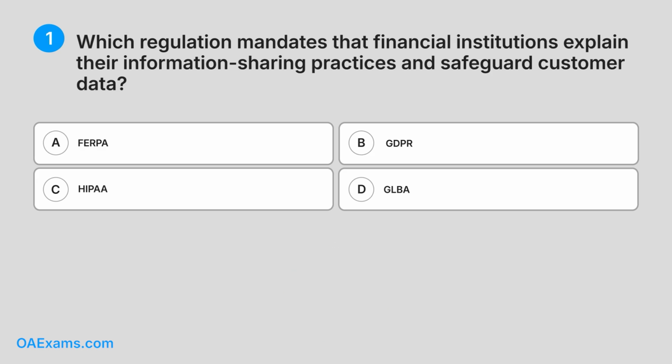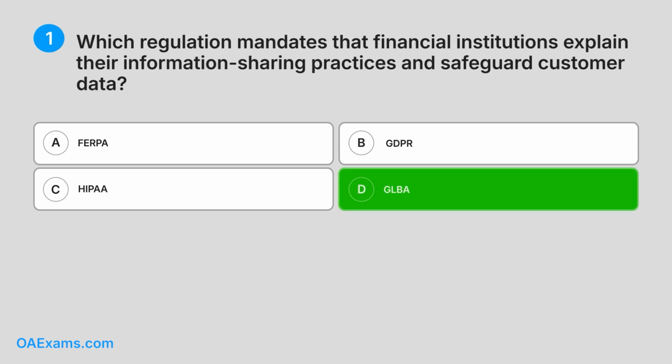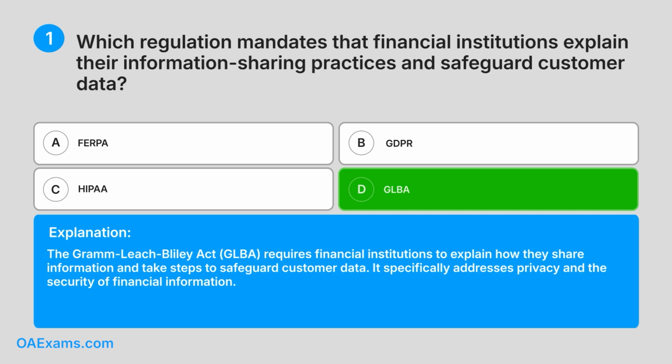Correct answer: D. GLBA. Explanation: the Gramm-Leach-Bliley Act, GLBA, requires financial institutions to explain how they share information and take steps to safeguard customer data. It specifically addresses privacy and the security of financial information.